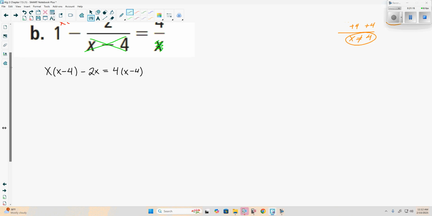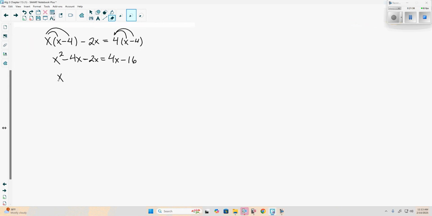Now we need to simplify. On the left-hand side, we're going to distribute the x. Our x times x is going to be x squared. x times negative 4 is going to be negative 4x, minus 2x, is equal to our 4 times x, which is 4x. 4 times negative 4 is going to be negative 16. Combine like terms, negative 4x minus 2x is going to be negative 6x.